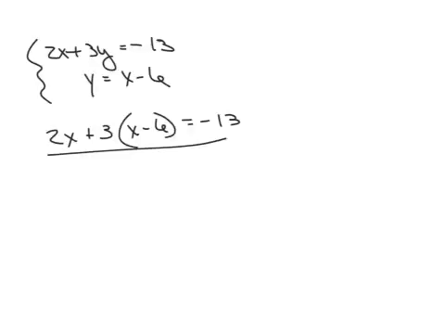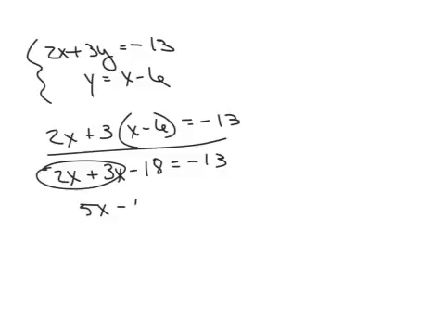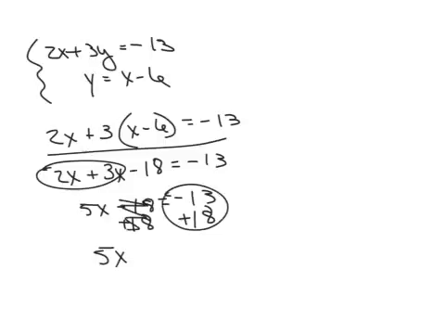Okay, so let's go ahead and distribute the 3 times x and the 3 times negative 6. Okay, we're going to combine those. We're going to add 18 to both sides. And we get 5x. That goes away. Negative 13 plus 18 is a positive 5. Divide by 5, divide by 5. And we get x equals 5 over 5, or 1.